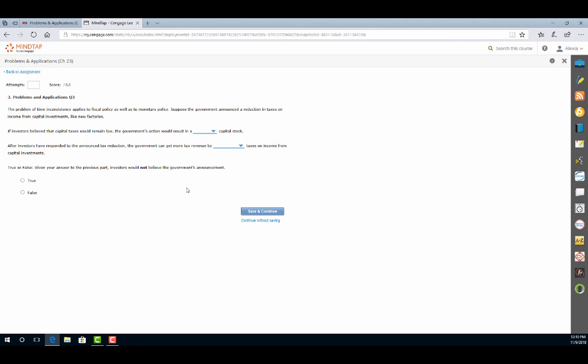And then the next part says, given your answers to the previous part, investors would not believe the government's announcement. So you might be like, well, what is this saying? So notice what it says. Given your answer to the previous part, investors would not believe the government's announcement. So there's kind of a contradiction here.